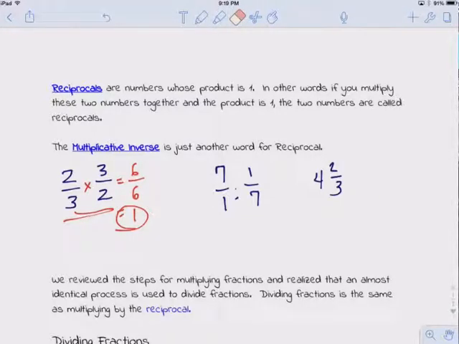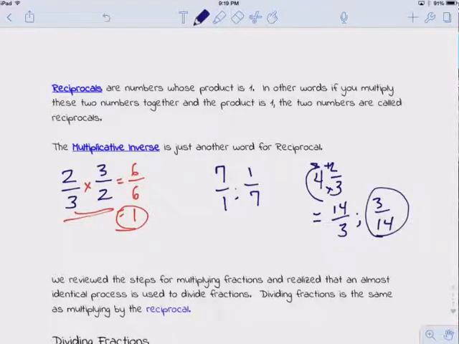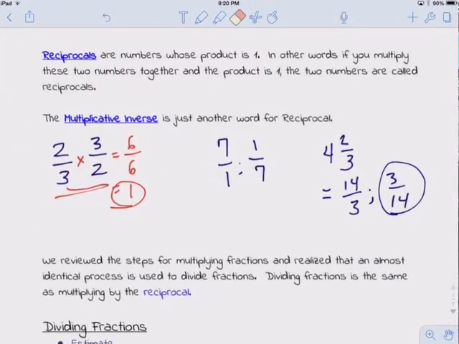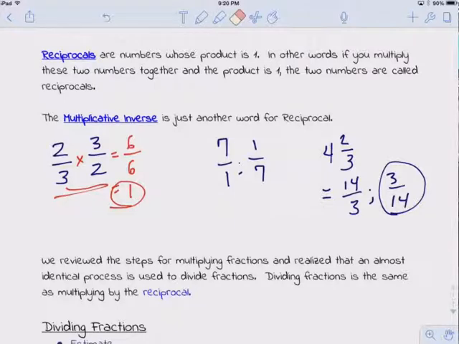So to find the reciprocal of a mixed number, you need to change it to an improper fraction. So 3 times 4 is 12, plus 2 is 14. So this number equals 14/3, and its reciprocal is 3/14. So this is the reciprocal of 4 and 2/3. Okay, 3/14 is the reciprocal. So it's not just a matter of flipping the fraction. Sometimes you need to take your mixed number and change it to an improper fraction first to find its reciprocal. That's the end of the talk on reciprocals.